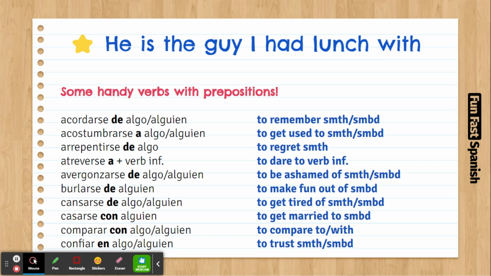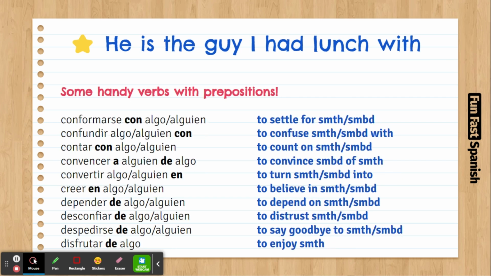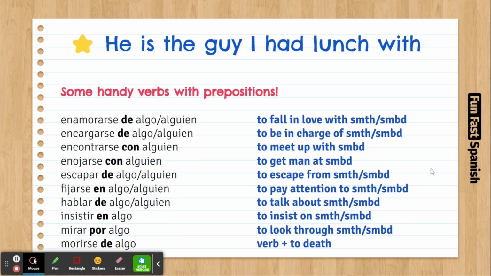to be ashamed, to make fun, to get tired, to get married, to compare, to trust, to settle for something, to confuse, to count on, to convince, to turn. Like, these verbs are really important. Yeah, to depend on, to say goodbye to something, somebody, to enjoy something. Yeah. To be in charge, to fall in love, to meet up, to get up, you know, it's very important. Yeah.